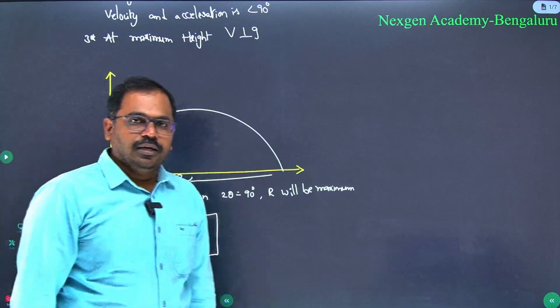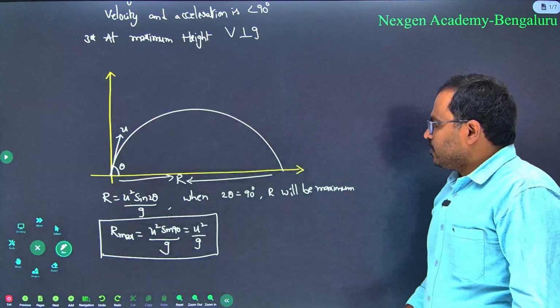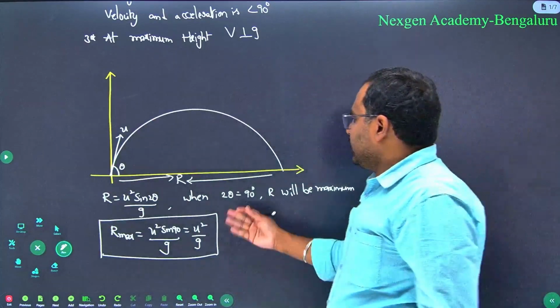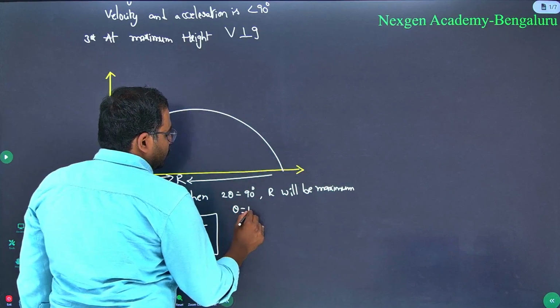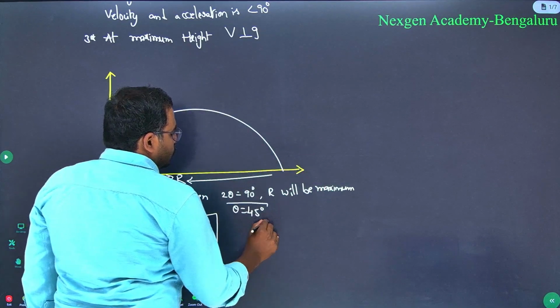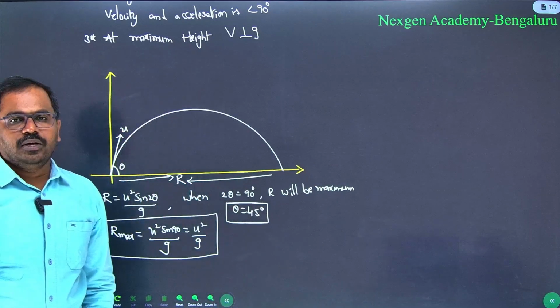Maximum horizontal range is equal to u square by g, which means theta is equal to what? 2 theta is 90 degrees, so theta is equal to 45 degrees. So R is maximum when theta equals 45 degrees.